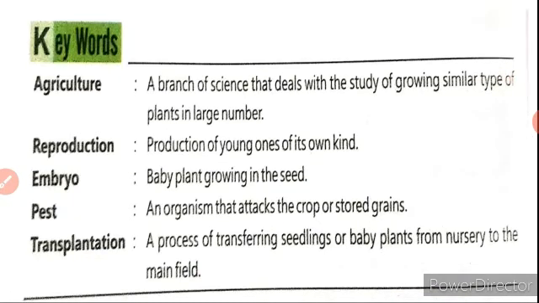These are some keywords. Agriculture, a branch of science that deals with the study of growing similar types of plants in large numbers. Reproduction, production of young ones of its own kind. Embryo, baby plant growing in the seed. Pest, an organism that attacks the crop or stored grains. Transplantation, a process of transferring seedlings or baby plants from the nursery to the main field.